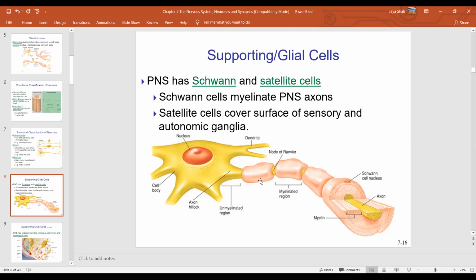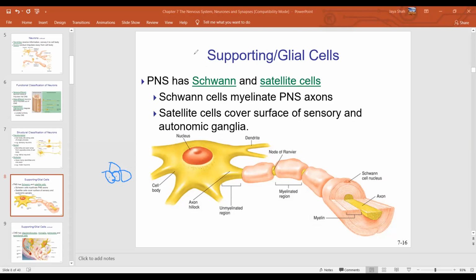So you see, one axon is covered by several Schwann cells. Another kind of supporting cell in the peripheral nervous system is the satellite cell. Satellite cells are the cells which wrap around the ganglia. So you know ganglia are groups of neuron cell bodies outside the brain and spinal cord. So let's see, if there is a sensory ganglion, that means there are neuron cell bodies in a group, several neuron cell bodies.